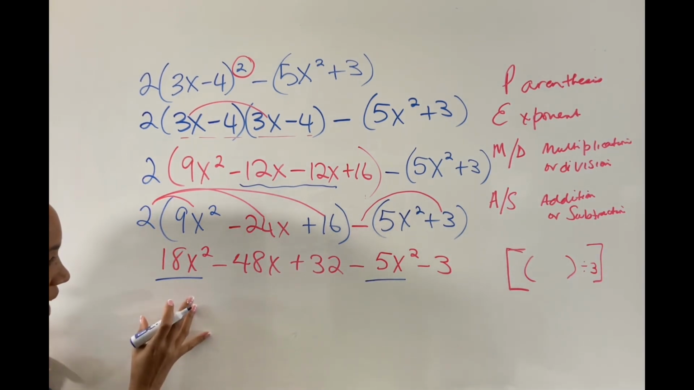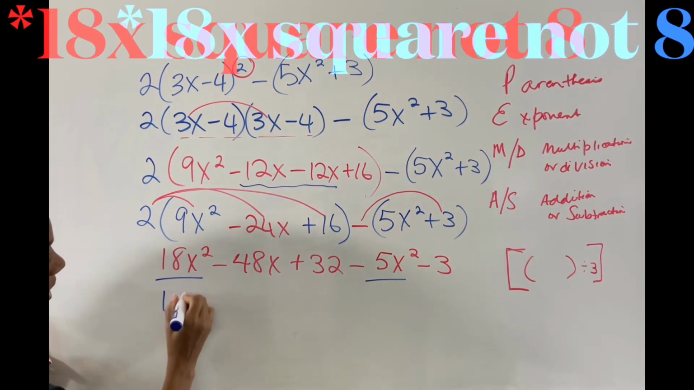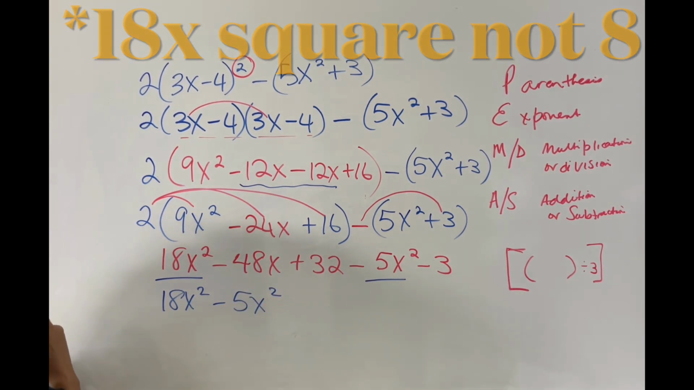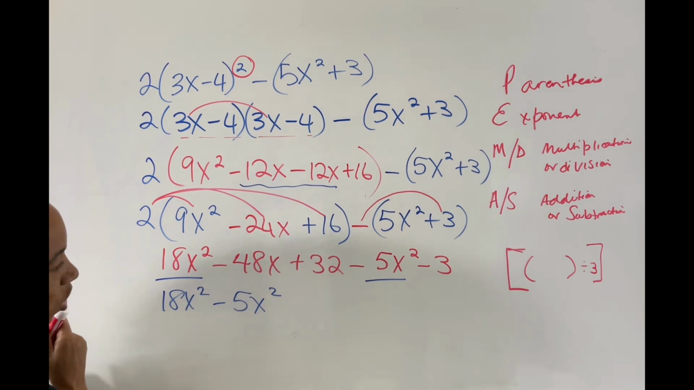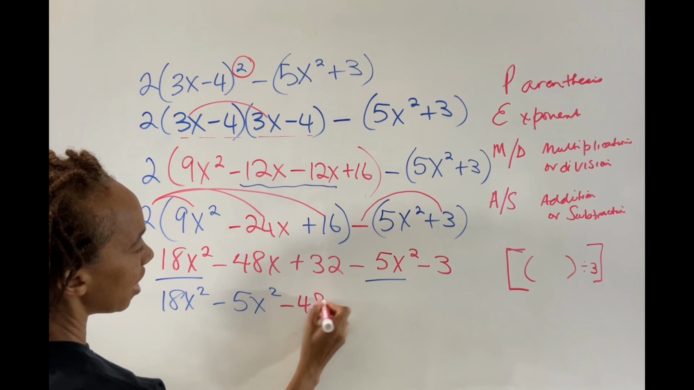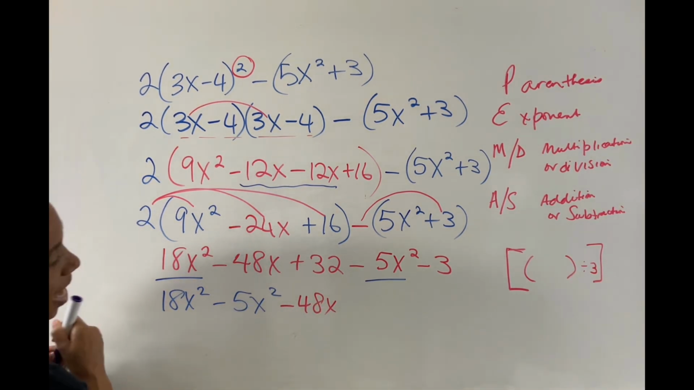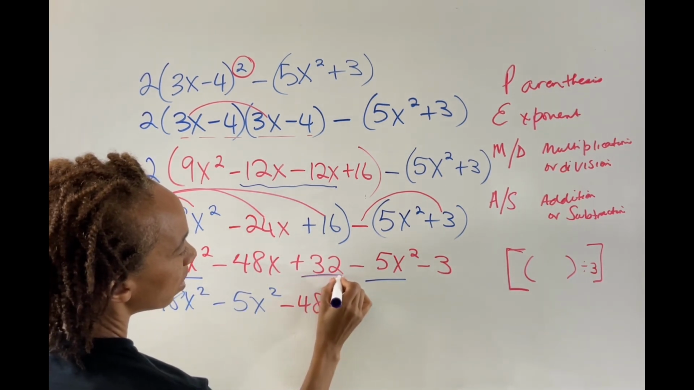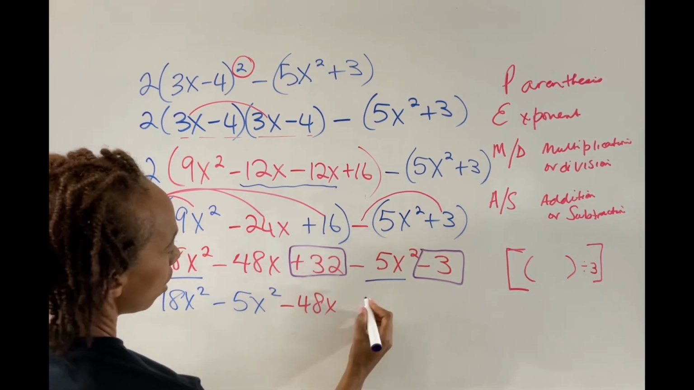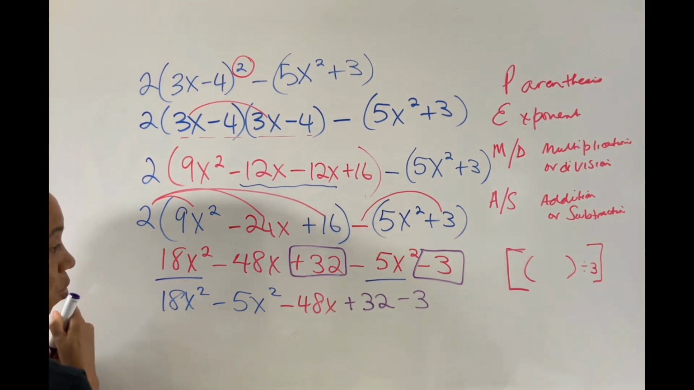So we can put that together. You can either rewrite them together, like this, 8x squared minus 5x squared, and then you can see if there are any other terms. We notice for the negative 48x, there's no other x term, it's just that one. So we have that, and then we have the positive 32, and we can do plus 32 minus 3. Now we can put this together.